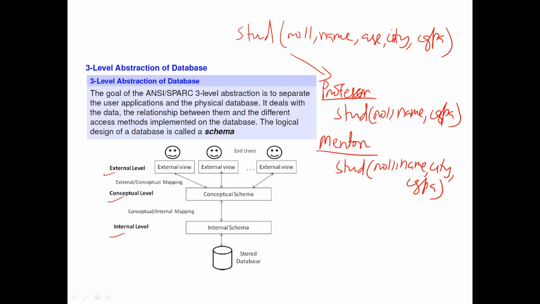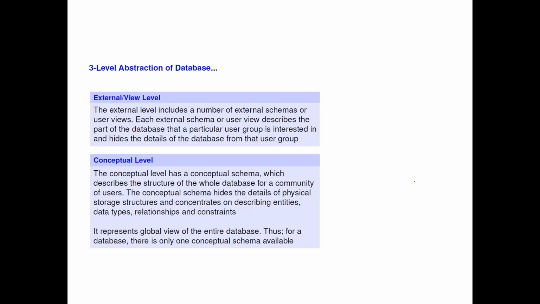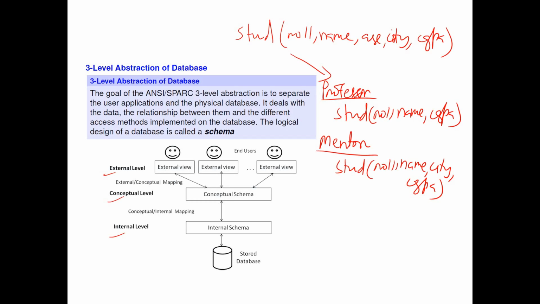As you see, we have different user groups for accessing the data. So there we have the different external levels. What does the external level mean? This external level means we can view the details from the underlying database in different ways by hiding the other details. Like in the previous example, for professor we are dealing with the roll number, name, CGPA, and we are hiding the details like the age and the city. Similarly for mentor, we are dealing with the roll number, name, city, CGPA, and we are hiding the age.